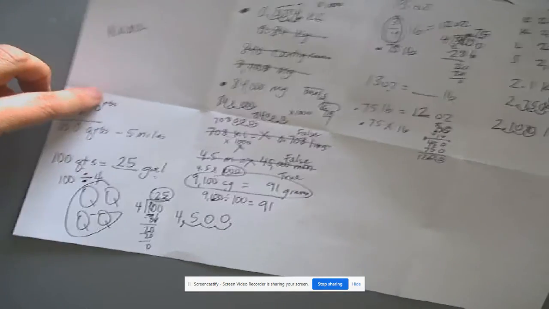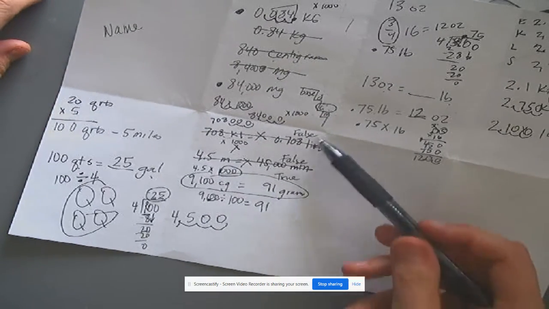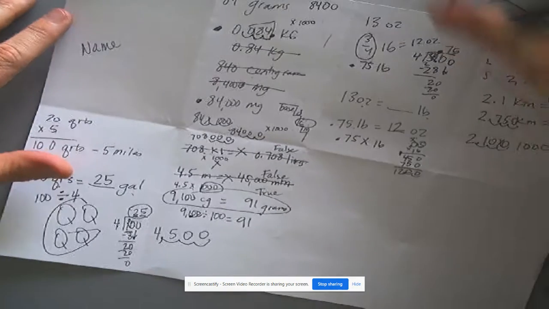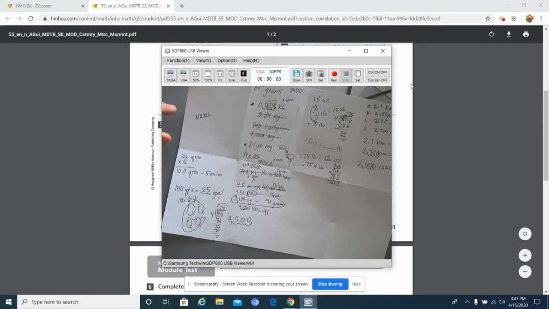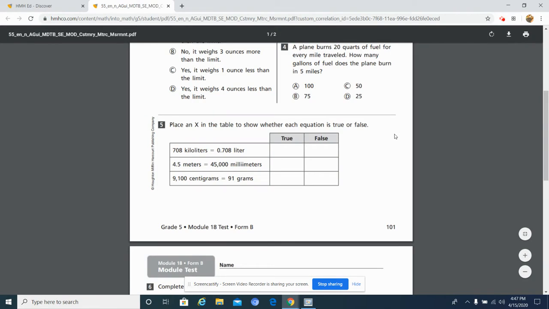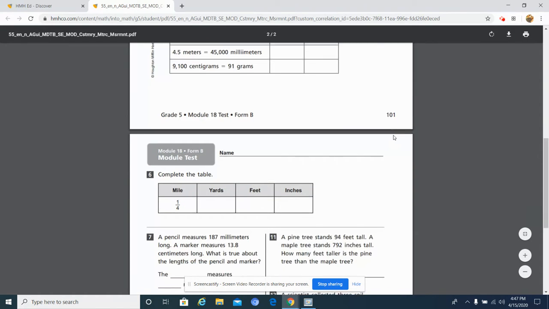Okay? So all we're doing is just converting, and because it's base 10 numbers, it's super easy. All you got to know is, are we going to multiply or divide and then move our decimal that way?